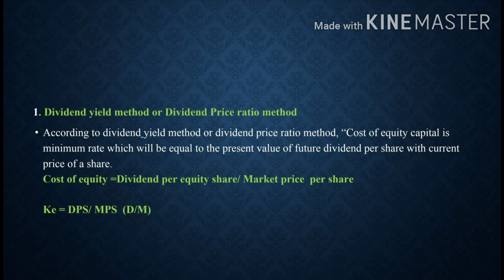Let us have a look at the first method, that is dividend yield method or dividend price ratio method. This model is used to determine the cost of equity capital. Here, dividend plays an important part. According to dividend yield method or dividend price ratio method, cost of equity capital is the minimum rate which will be equal to the present value of future dividend per share with current price of a share. So the equation will be dividend per equity share by market price per share, that is DPS by MPS. You can simply write it as D by M.